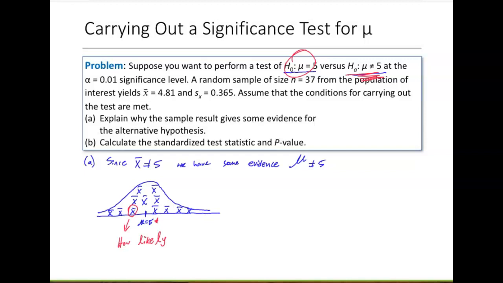0.01. That's what our significance level is. So if our probability, our p-value, is less than 0.01, then we're going to say, okay, it's really unlikely that we would get this sample if the null hypothesis were true. So I don't think the null hypothesis is true. I think the alternative is true. But if our probability is greater than 0.01, then we're going to say, I don't have enough evidence for the alternative. I think the null hypothesis could still possibly be true.